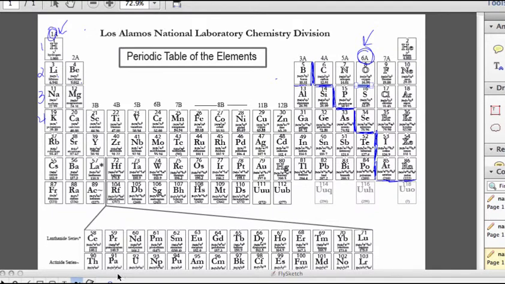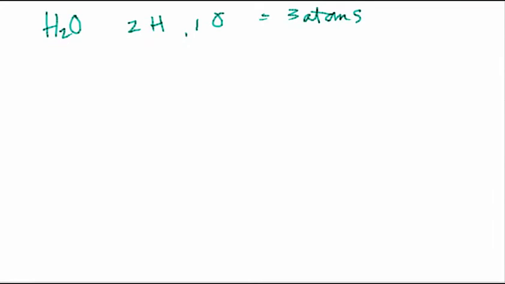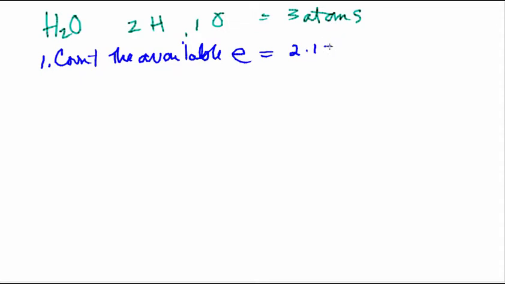So if we go back to our example that we're working on, and I follow the steps that I outlined previously. The first one is I count the available electrons. There's my abbreviation for electrons. Oxygen has 6. Each hydrogen has 1. So 2 times 1 for the hydrogen equals 2. Plus 1 times 6, because I only have 1 oxygen, equals 6, equals a sum total of 8 available electrons.